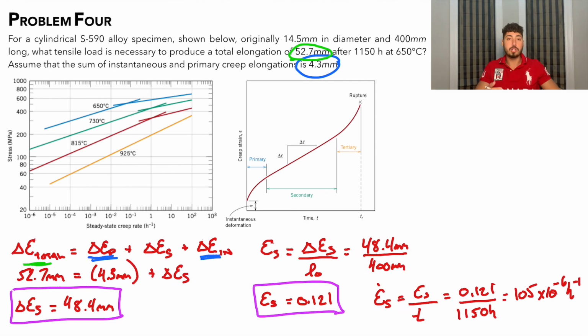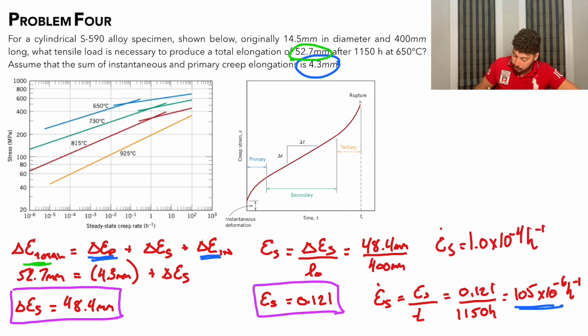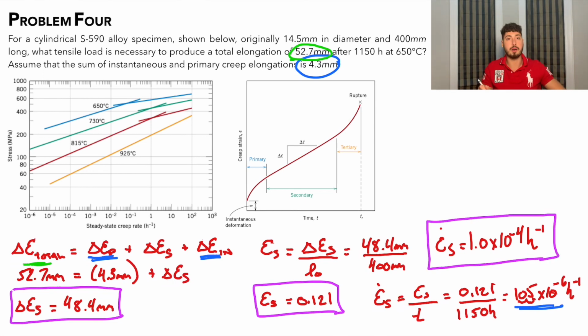Looking at this value, we can now go to our steady state creep rate graph and find our stress. Once we have our stress, we can find our force. But we need to notice that this is in the incorrect unit. The decimal's in the wrong spot. So what we need to do is convert this to a steady state creep rate of 1.0 times 10 to the minus 4 inverse hours. All I've done is move the decimal over backwards twice, and then change the power accordingly. So now that is the value we need to read from our creep graph.